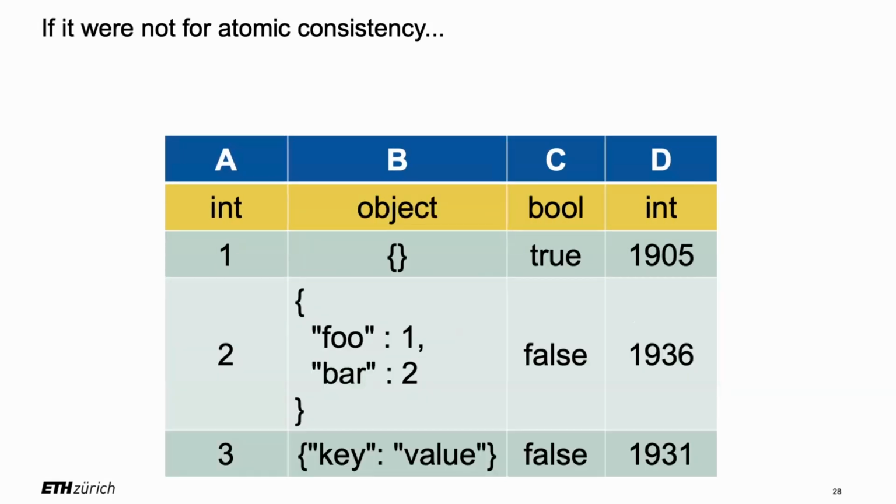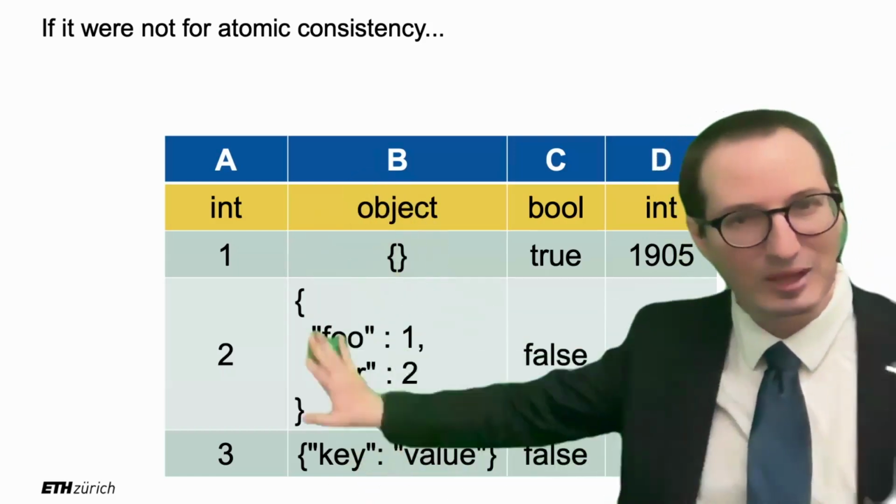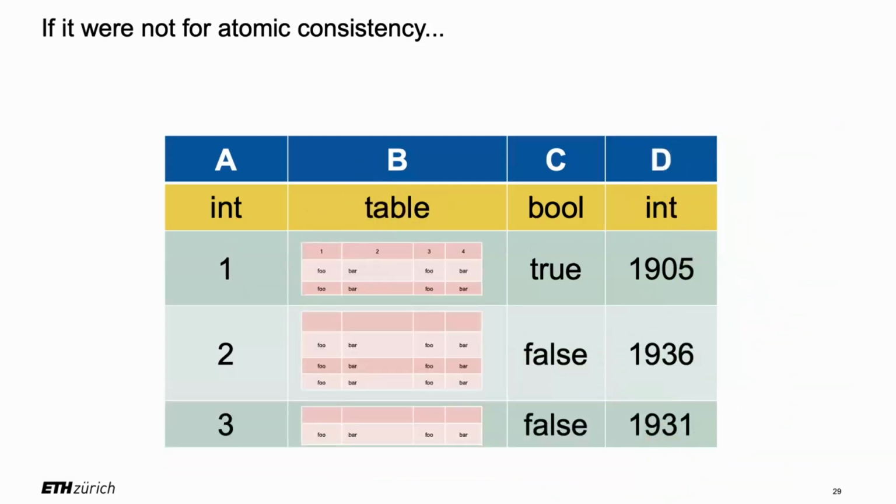This is another example. You can also do it in PostgreSQL. You can actually have JSON in the columns. For those who know JSON, these are maps or lists. But this also doesn't fulfill atomic integrity, so this is not in the first normal form.